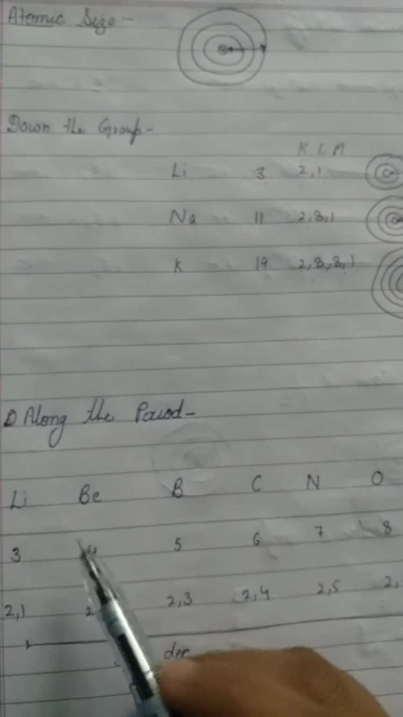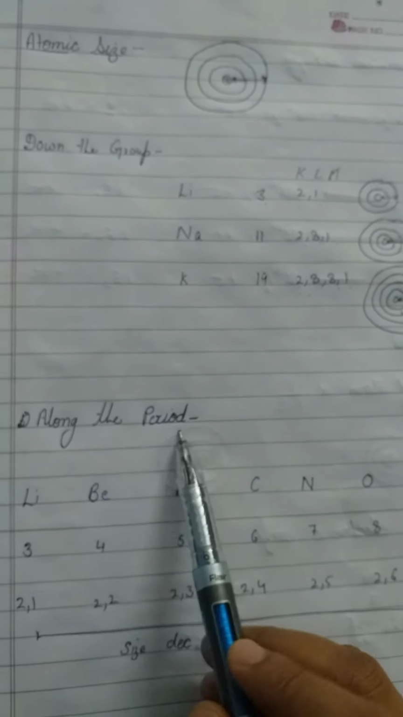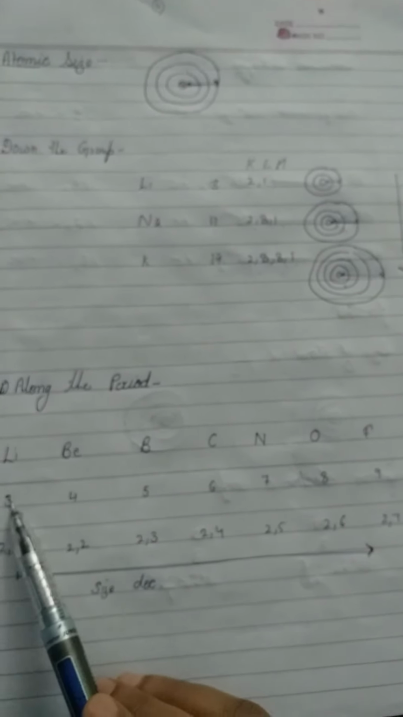As you can see, the number of shells goes on increasing as we are moving down the group. As the number of shells goes on increasing, we can say size increases as we move down the group. Now another property is variation of atomic radius along the period. These are the elements of period number 2: lithium, beryllium, boron, carbon, nitrogen, oxygen, fluorine and neon.